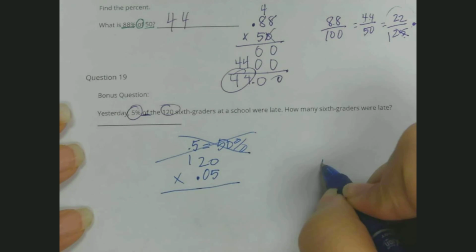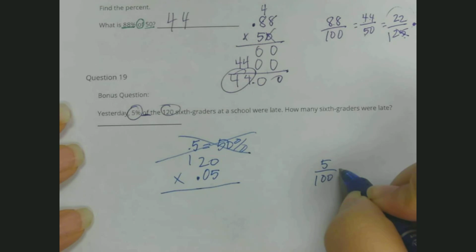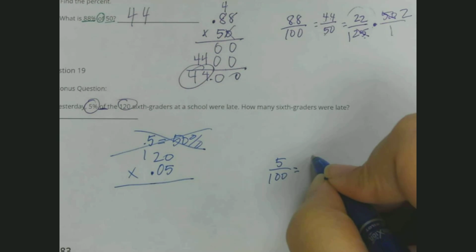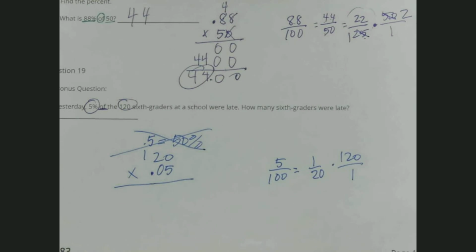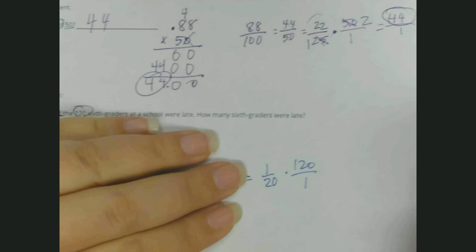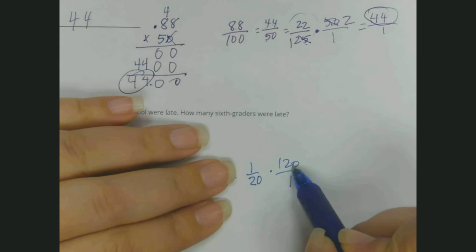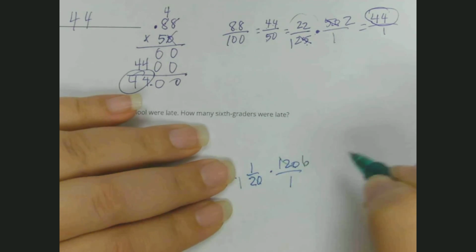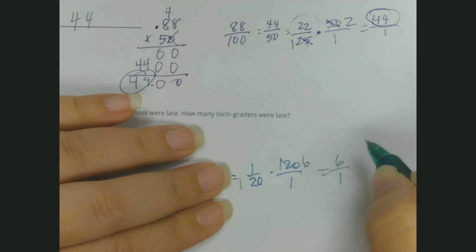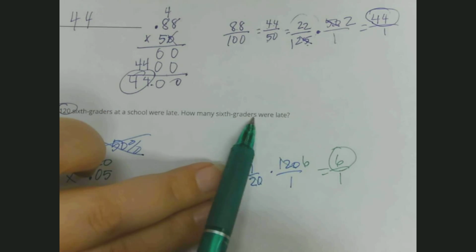Or you can do 5 out of 100, which would simplify to 1 out of 20, and you would multiply that by 120. Okay, so let's actually do the fraction first. Okay, I know that 20 will go into 120 6 times. So 1 times 6, that equals 6. So I'm getting 6 6th graders were late.